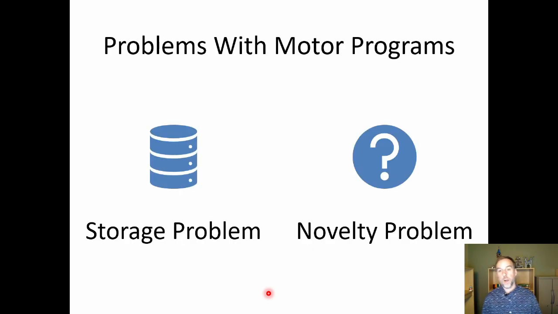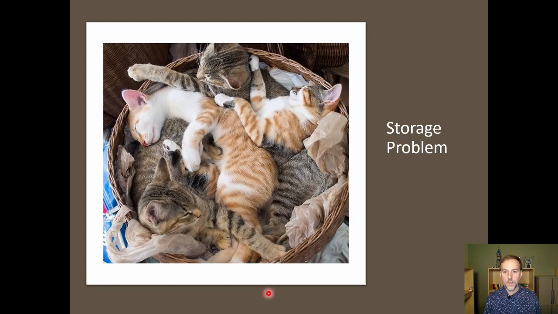So what are the 2 problems with motor programs? The first is the storage problem, and the second is the novelty problem. So what are these? The storage problem is like my problem being able to fit all the cats that I'd like to own into my house. I just can't have as many cats as I would like. My house is only so big and I want all the cats in the world. So this is an analogy for the storage problem. There's a physical limit to how many cats we can fit in this basket.